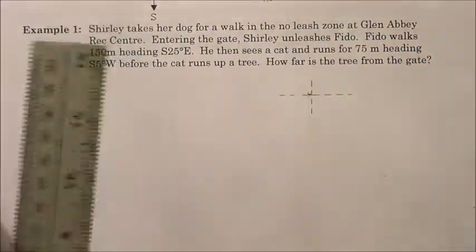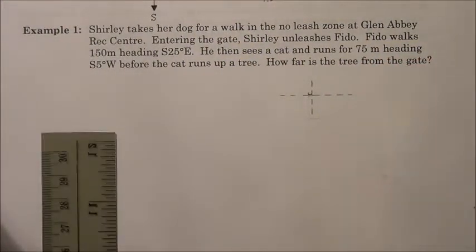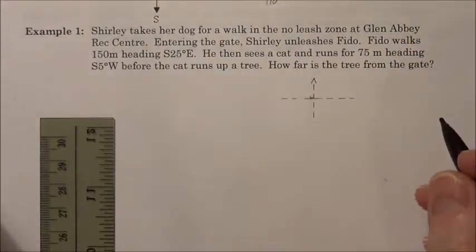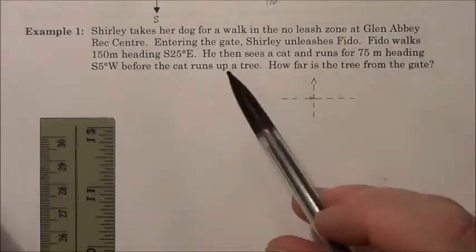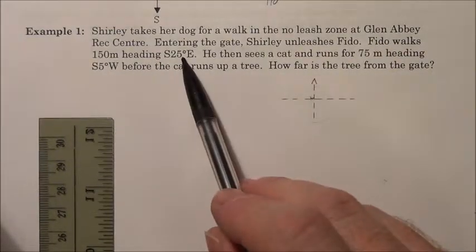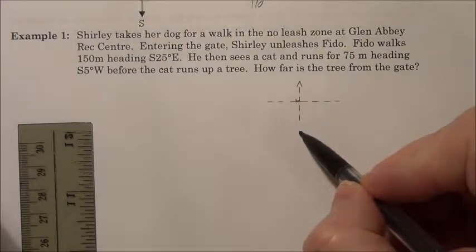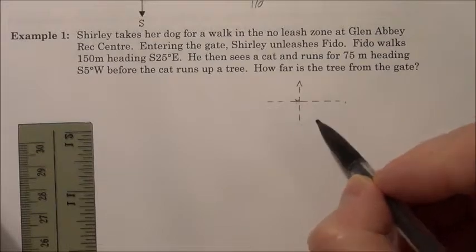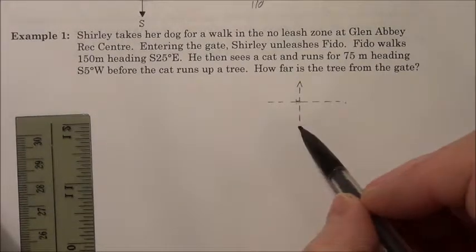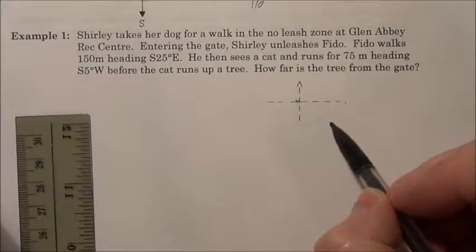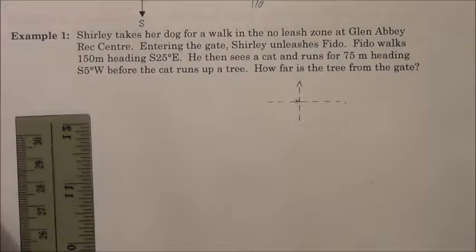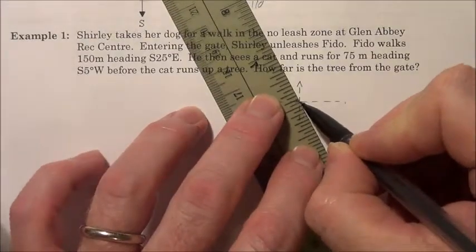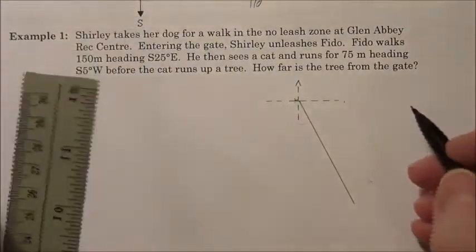Okay, it doesn't have to be that big. I think I drew that a little bit bigger than I wanted to, but anyways. So we know this is north, so just draw an arrow for north. And so we know Fido walks 150 meters heading south 25 degrees east. So south 25 degrees east, so this is east over here. So 25 degrees east, and you don't have to do it perfectly, just ballpark it. 45 degrees is halfway, so 25 degrees would be a little bit less than that. So I'm just going to go a little bit less than halfway, and I'll say that's 150 meters.